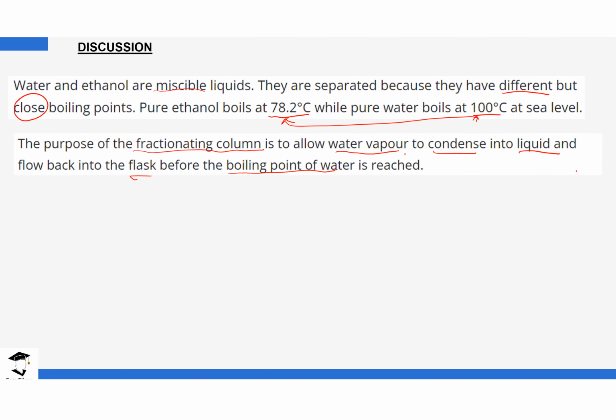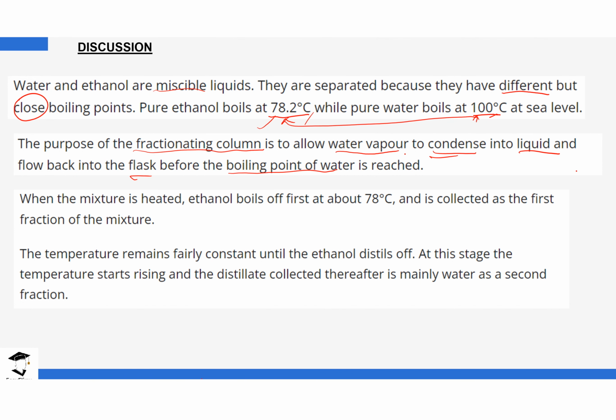So when you look at the boiling point of water and the boiling point of ethanol, when you start heating, ethanol will evaporate first, and some of the water will also start evaporating. So when some of that water starts evaporating, and we know that ethanol is also evaporating, the water will condense and flow back, but the ethanol will continue moving through the apparatus. So you can see how important this fractionating column is. It allows the water to flow back. Otherwise, we would collect a mixture of ethanol and water.